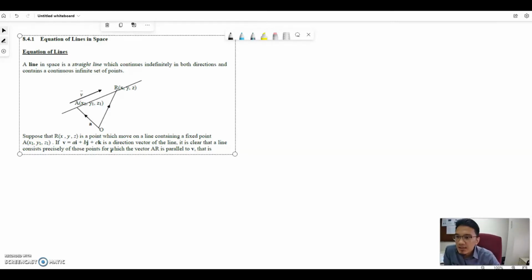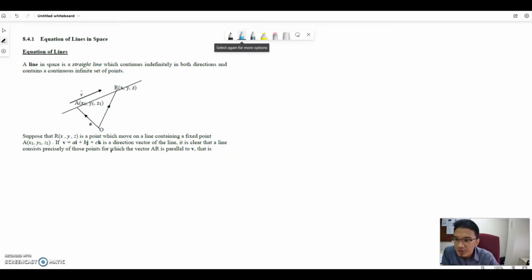We read from here that a line is a space in a straight line which continues indefinitely in both directions and contains a continuous infinite set of points. Which means this is the line of a vector. This is the equation of the line that we will create.